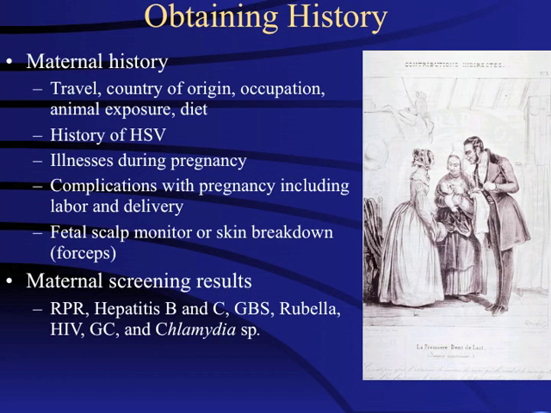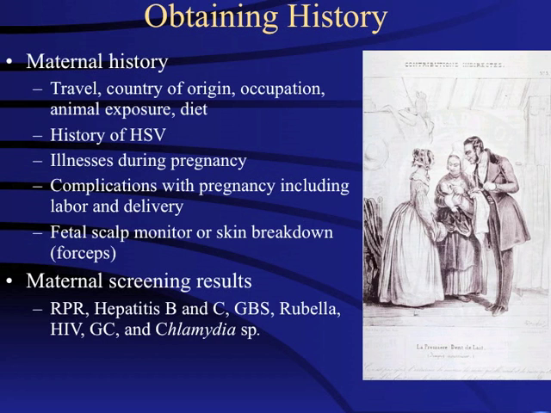A lot of times it's useful to ask about illnesses during the pregnancy. Sometimes they might recall, oh yeah, I had a flu-like illness or some other problem during the pregnancy. Also ask if there were any other complications with the pregnancy, especially labor and delivery, and if there was use of a fetal scalp monitor or skin breakdown. That's a classic question. Usually if there's a fetal scalp monitor and they tell you the baby's getting vesicular lesions, it's a herpes simplex infection.